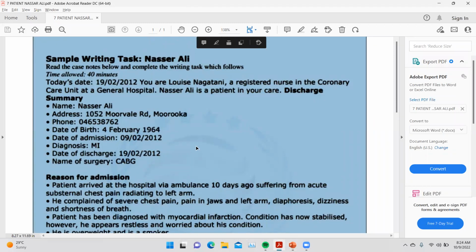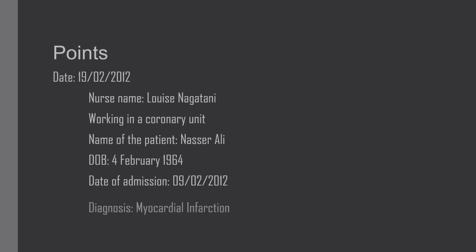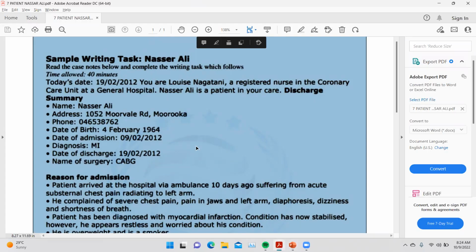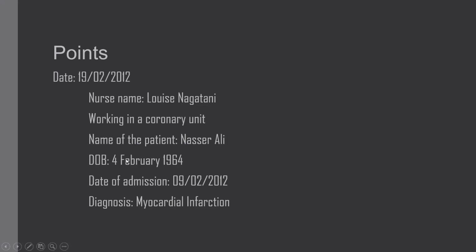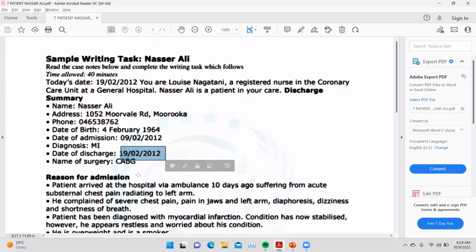Then diagnosis. It's MI, myocardial infarction, right? This also we need, because this one we will mention in paragraph 1, yeah, in paragraph 2. So diagnosis, definitely myocardial infarction. This also is needed for us. The next one, date of discharge. Already we took that one, because the date is already here, 19 February 2012, and this one is also 19 February 2012. So we are not going to take that again. The next one is the name of surgery, CABG. That also is needed, right? The procedure done, name of the surgery, CABG. That point also we need.